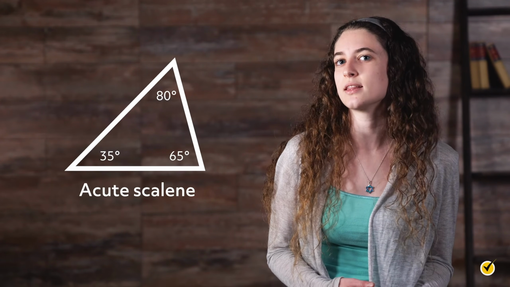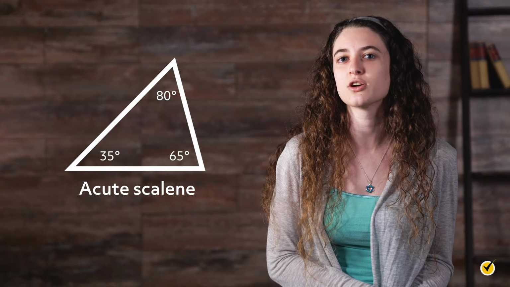If we wanted to be really specific when naming our triangles, we can combine names from each group, one from the first group and one from the second group. For instance, this triangle is an acute scalene triangle. Its largest angle is less than 90 degrees, so it's acute, and none of its angles are the same, so it's scalene. Before we go, how about you give it a try?